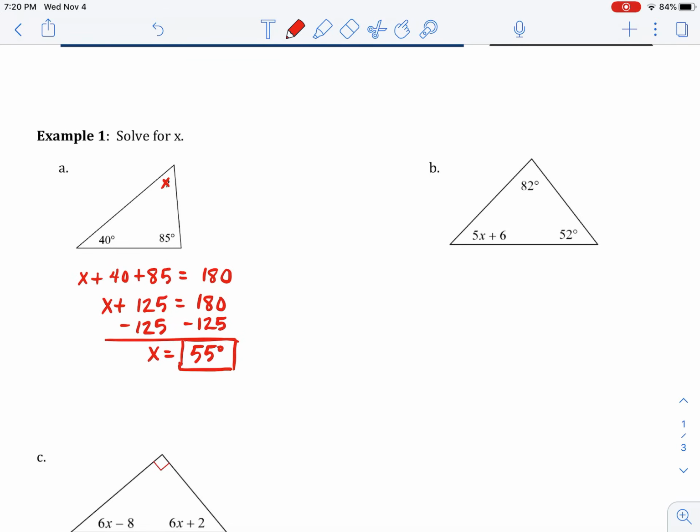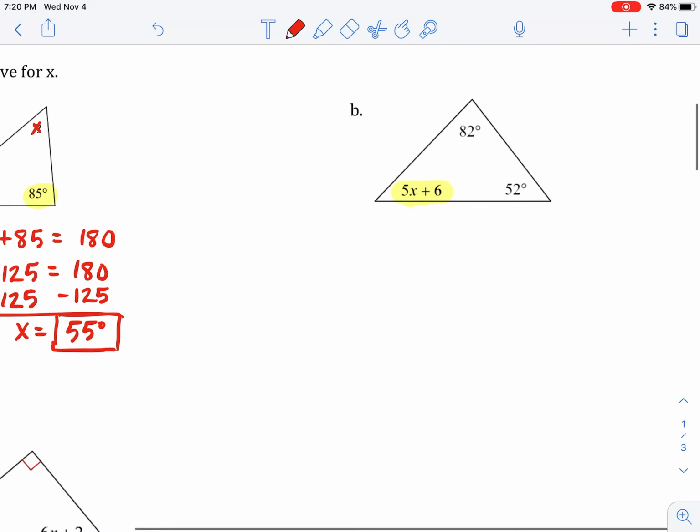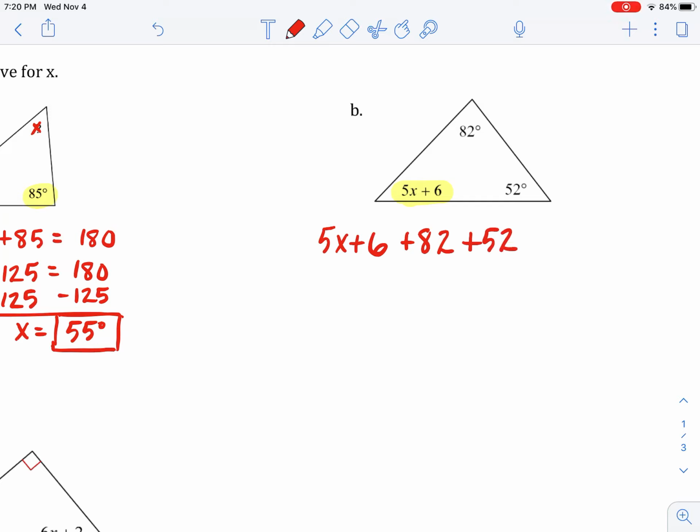Another way the problem could look is like in example 1b, where instead of having just numbers in two of the spots like we had in example 1a, we might have an expression. So 5x plus 6 is an expression. We don't just have to have numbers. And so it's still the same rule. The inside angles of the triangle will add to 180 degrees. So 5x plus 6 is trying to describe one of the angles, plus the 82 is the second angle, plus 52 degrees is the third angle. So we're adding up all three angles and setting it equal to 180 degrees.